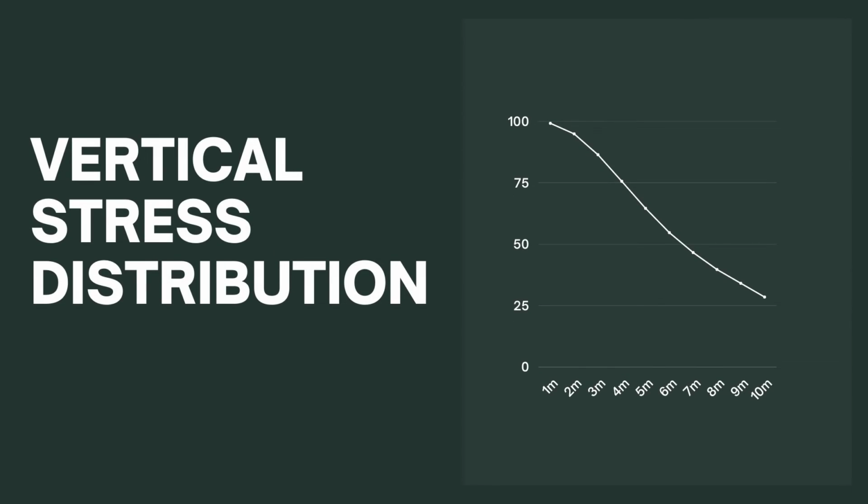For the vertical stress distribution, from the first meter to the 10th meter, the vertical stress distribution is decreasing linearly. The first meter starts from 99.8 kilonewton per meter, and at the 10th meter it will be 26.5 kilonewton per meter.